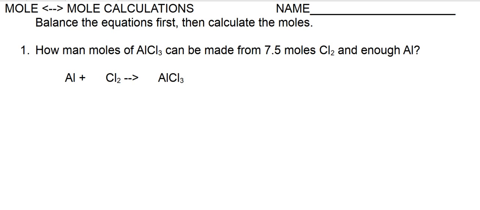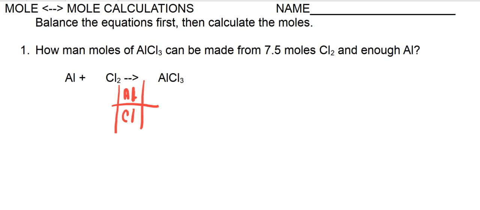To figure out mole-to-mole calculations, we're going to take some of the things that we already know and combine them. And the first thing we have to do is balance this chemical equation. The way we balance the chemical equation is by listing the Al and then Cl, the two elements, or however many elements are in the equation.